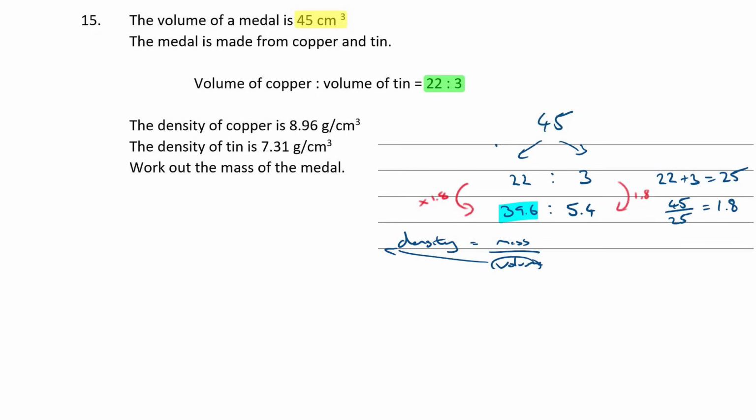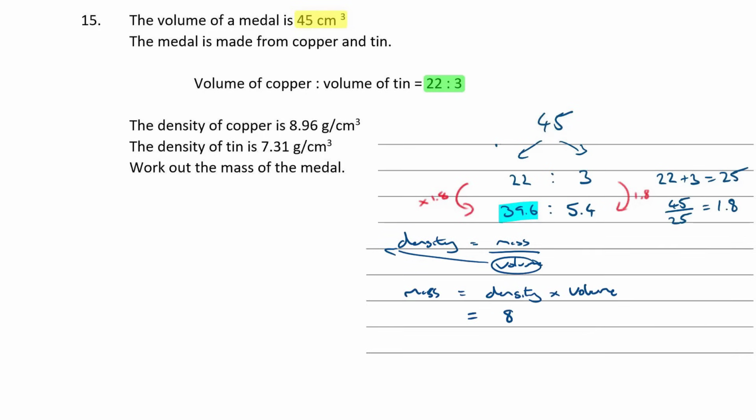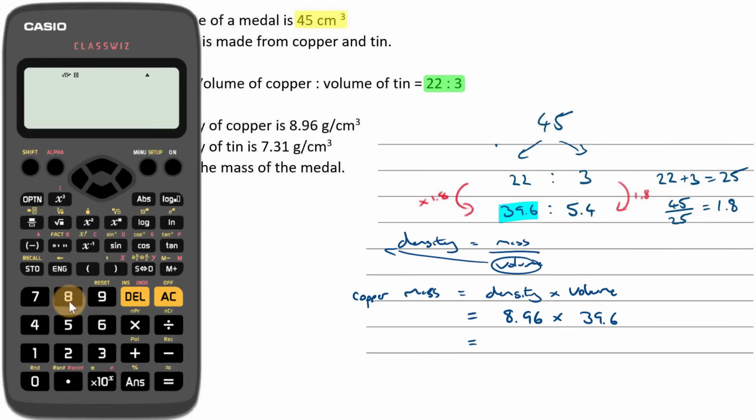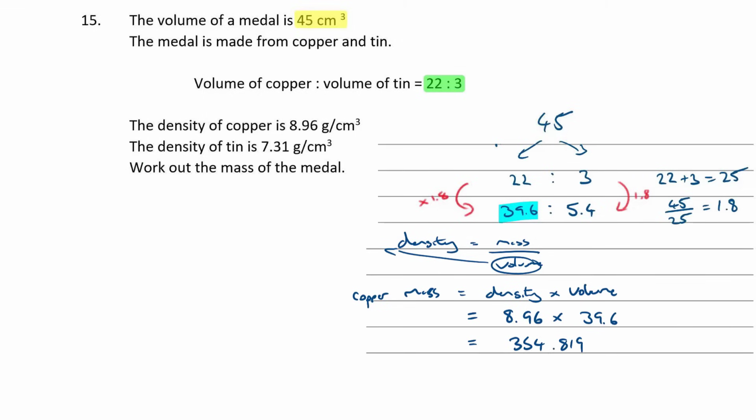So here I know the density is 8.96 for copper, 8.96, and my volume is 39.6. So my copper mass, let's make this copper mass, is going to be those two multiplied together. 8.96 times 39.6. That comes out to be 354.816. I'm just going to write down all the digits for now.